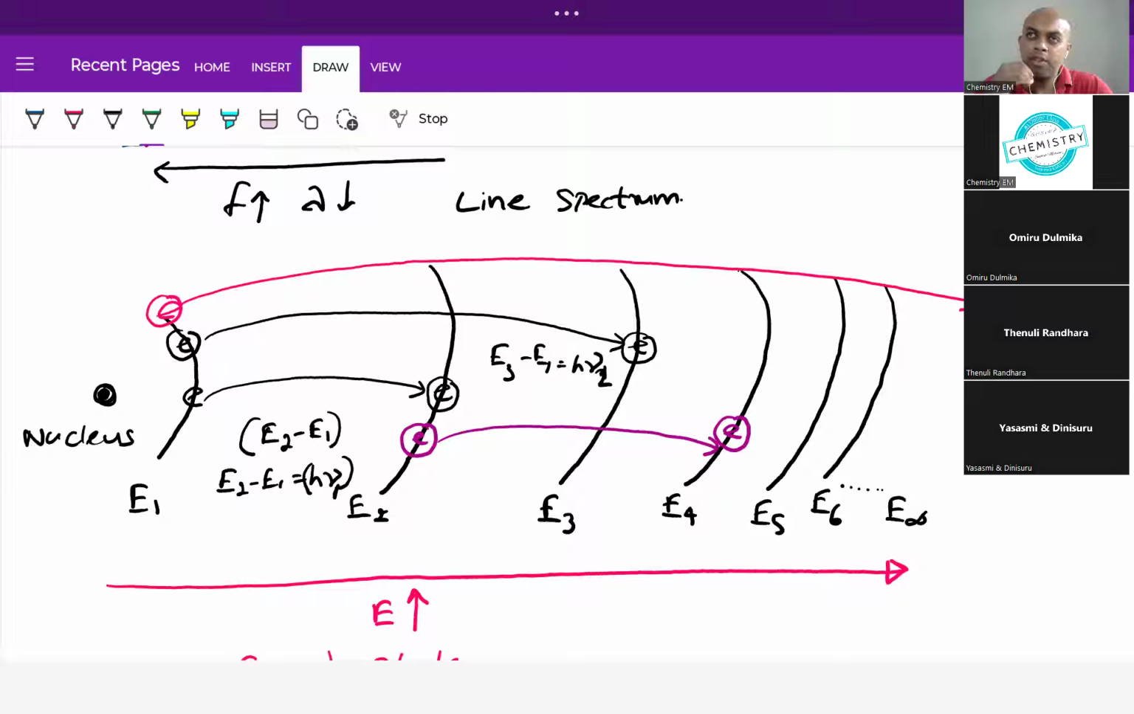Next bullet point. When energy is supplied to an atom, electrons absorb energy and move into higher energy levels.